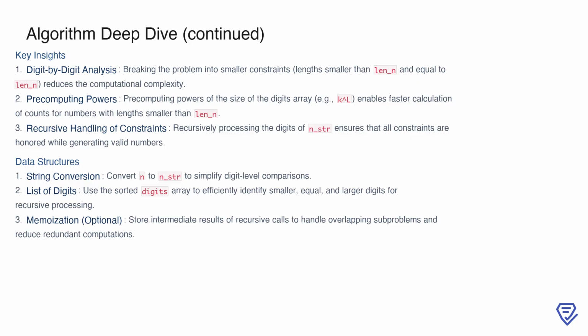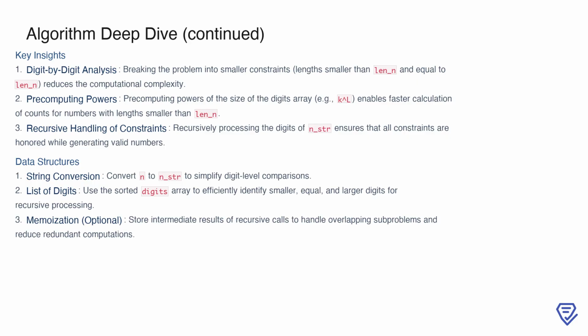Another important optimization is pre-computing powers of the size of the digits array. For example, calculating k^l ahead of time lets us quickly determine the count of numbers for lengths smaller than len_n, saving computational effort during the main calculation. Additionally, the recursive approach to handle constraints for numbers of length len_n ensures that we account for all valid combinations while adhering to the rules imposed by n_str.